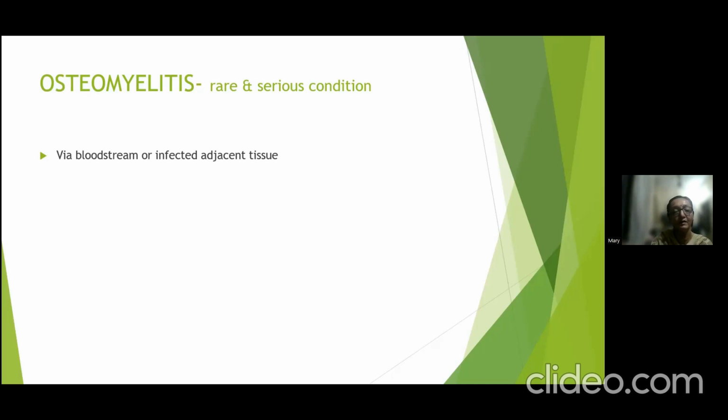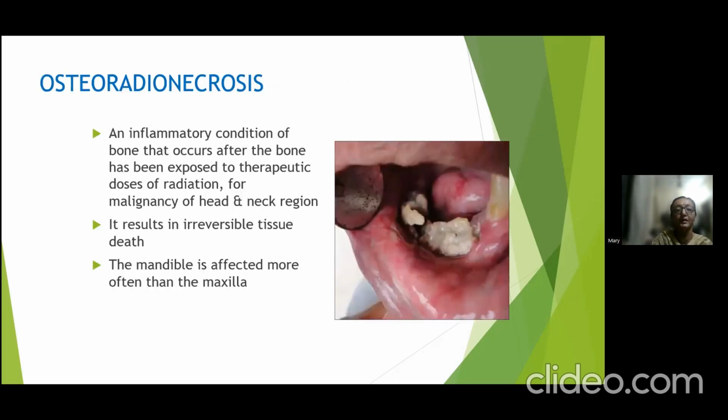Here the infection can occur from a source other than the bone. It can occur via the bloodstream, or an infected adjacent tissue can be the cause of osteomyelitis. Another condition we encounter in the alveolar bone, in radiation patients or carcinoma patients, is osteoradionecrosis, which is an inflammatory condition that occurs when the bone is exposed to therapeutic doses of radiation. In malignancies of the head and neck region, it usually causes irreversible tissue death, and the mandible is usually more affected than the maxilla.